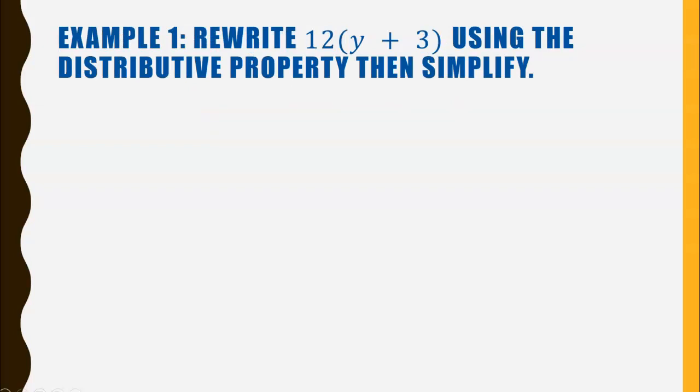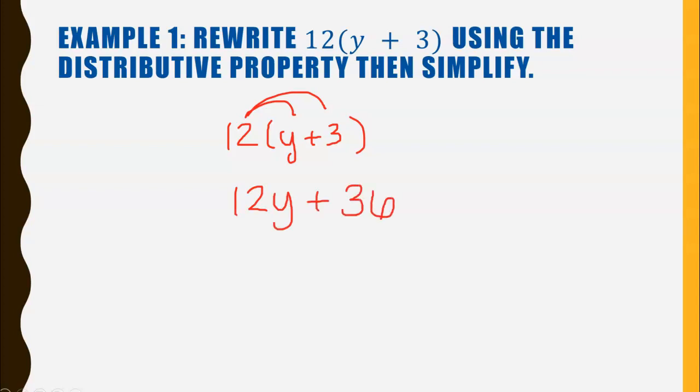Okay, rewrite using the distributive property. This is how you like to use the distributive property, right? You see the problem and you're like, oh, 12y plus 3. I want to take the 12 and distribute. So that's what we're going to do. You're going to take that 12. Then you're going to distribute the 12 to y and 3. So we get 12y plus 36.